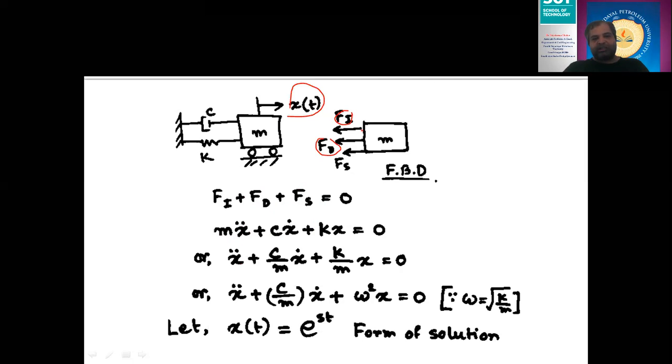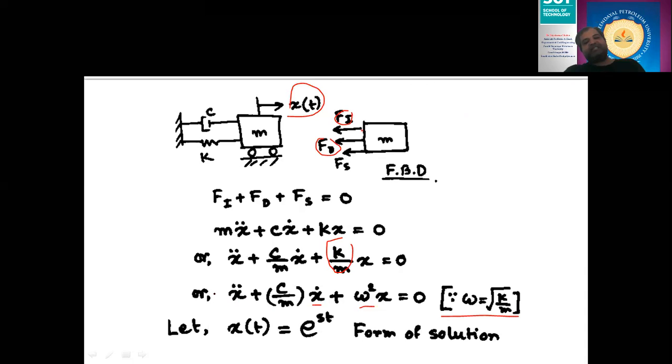So x double dot plus c by m into x dot plus k by m into x is equal to 0. As you know, omega is equal to the square root of k by m, so this k by m I can replace with omega square. This equation will then be x double dot plus c by m into x dot plus omega square x is equal to 0, where I am considering this particular effect.